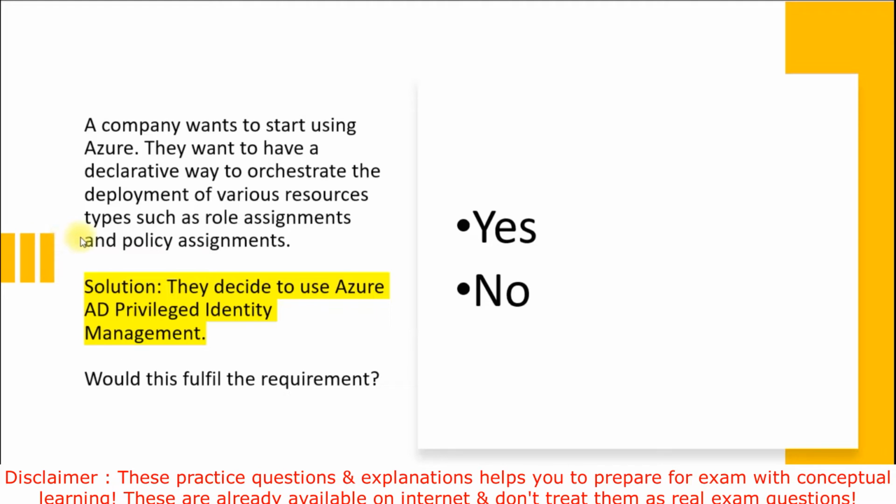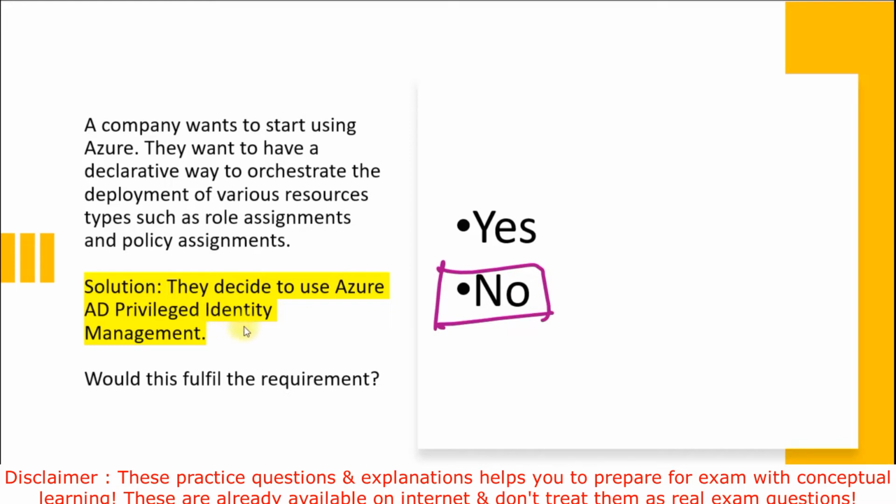This is the same scenario based question. Let's understand what they are asking. A company wants to start using Azure. They want to have a declarative way to orchestrate the deployment of various resource types such as role assignment and policy assignment. The solution they are giving: they decide to use Azure AD Privileged Identity Management. Would this fulfill the requirement? So again, we will go for no.